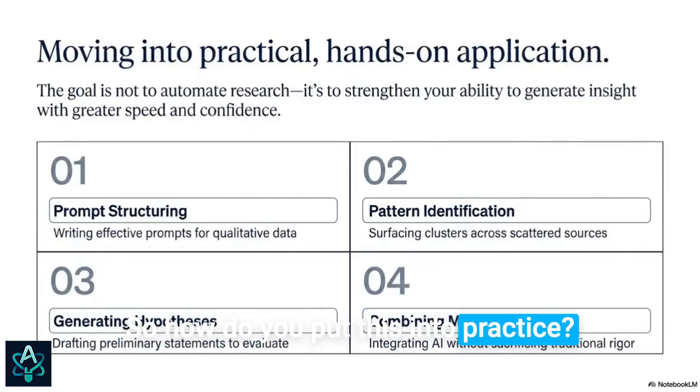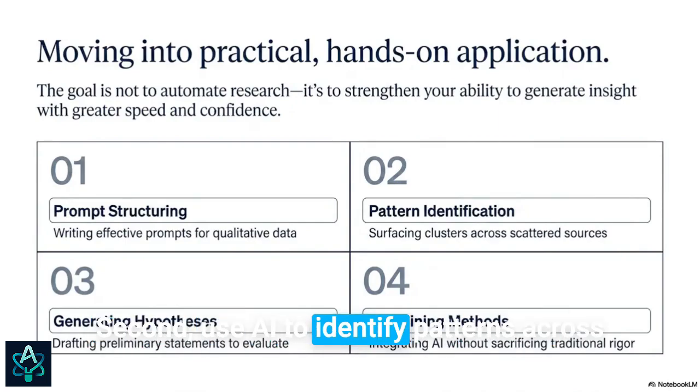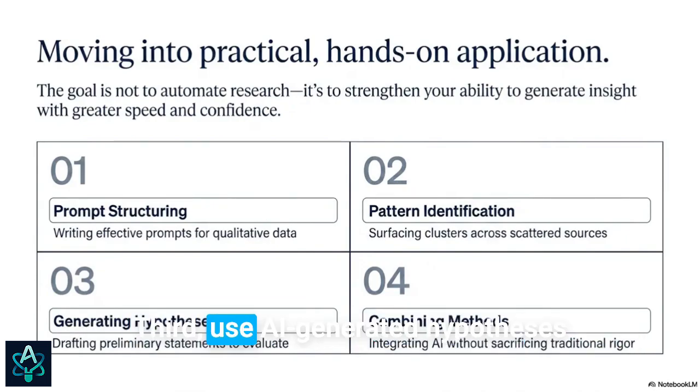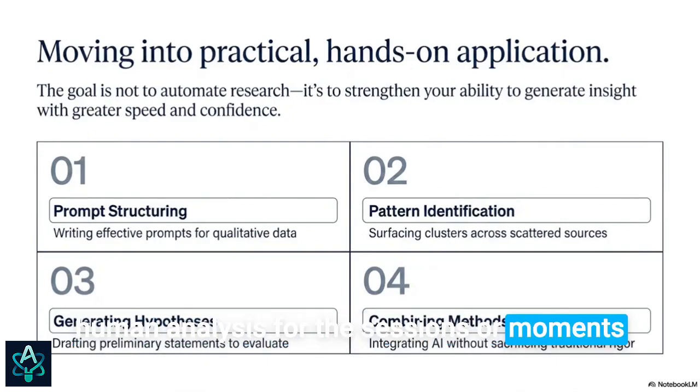So how do you put this into practice? There are 4 key techniques. First, structure your prompts carefully. The quality of what AI surfaces is directly tied to how clearly you ask. Second, use AI to identify patterns across sessions before drawing conclusions yourself. Third, use AI generated hypotheses as a starting point for your own analysis, not as a finished answer. And fourth, combine methods. Use AI for speed on large data sets and reserve deep human analysis for the sessions or moments that seem most strategically significant.